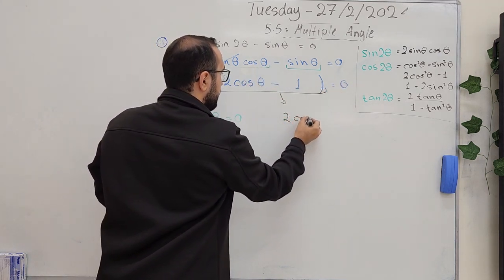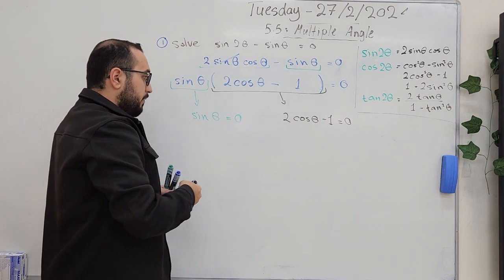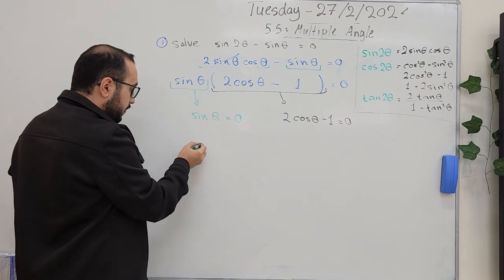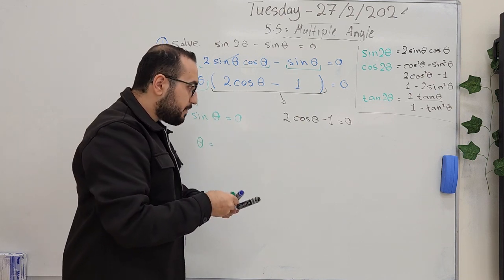2 cosine theta minus 1 is equal to 0. Now, this one is already simplified. We need to find only the thetas. Theta is equal to what? How can I find it? Let's keep it for later.